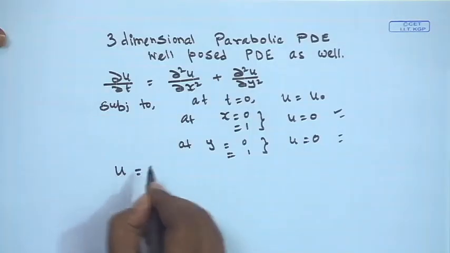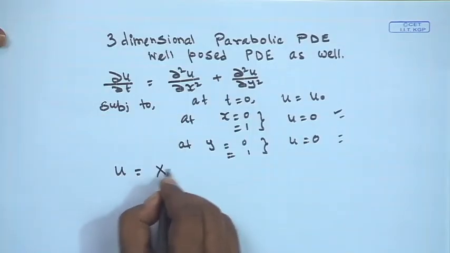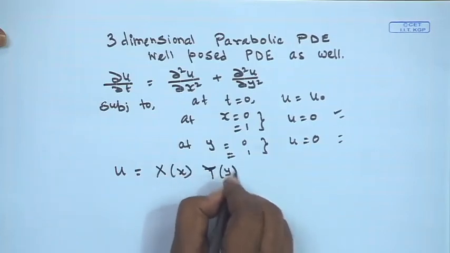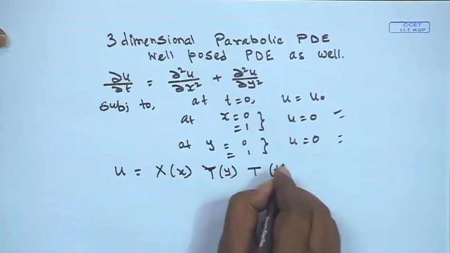Therefore, the solution will be assuming that it will be a product of three functions, and each function will be a sole function of the independent variable. That means, u will be a product of a function which will be solely a function of time, another function which will be solely a function of x, and another function which will be solely a function of y. So, therefore, u can be represented as X of x, Y of y, and T of t.